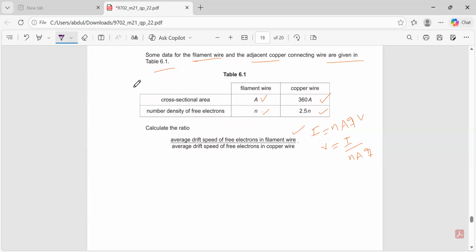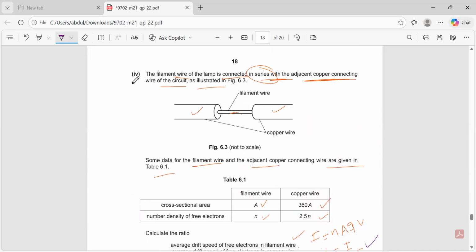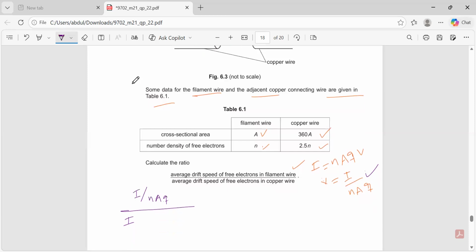So now, my dear friends, I have made V, the drift speed, the subject of the equation. Let's place the values here for electrons in the filament wire. So current I over N, you know, in filament wire it is N as it is, area A as it is, and charge Q as it is, over the average drift speed of free electrons in copper wire. I as it is. Why am I taking I as it is? Because they are connected in series. So whatever current is flowing through the copper wire, the same current will be flowing through the filament wire. They are connected in series, over N.